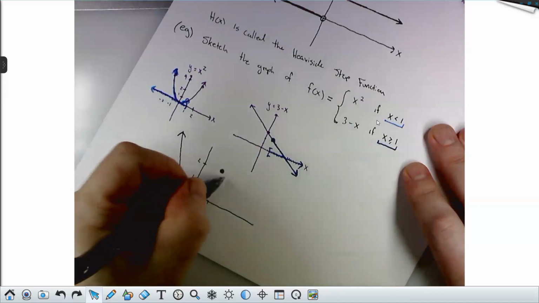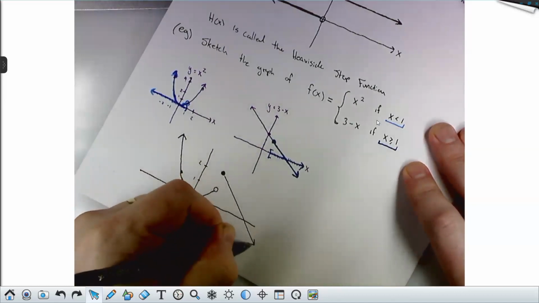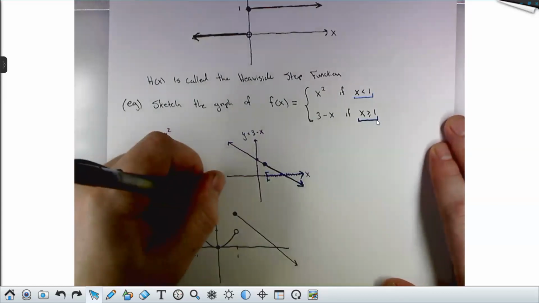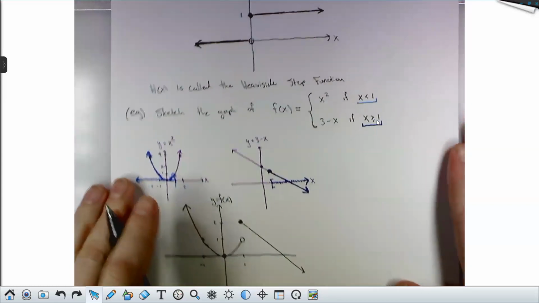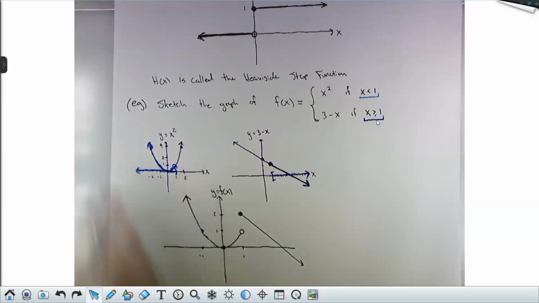And then it looks like this. So this is the graph y equals f of x. It's that piecewise defined function. All right, any questions about where the bottom graph here is coming from?